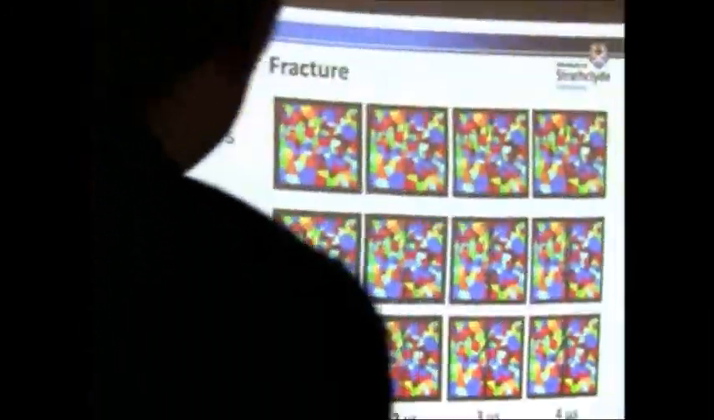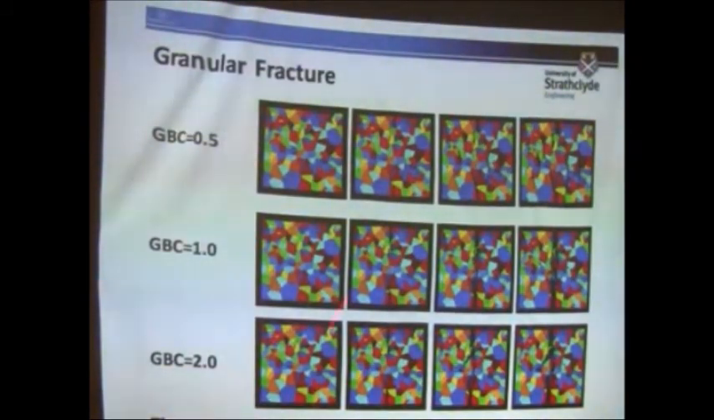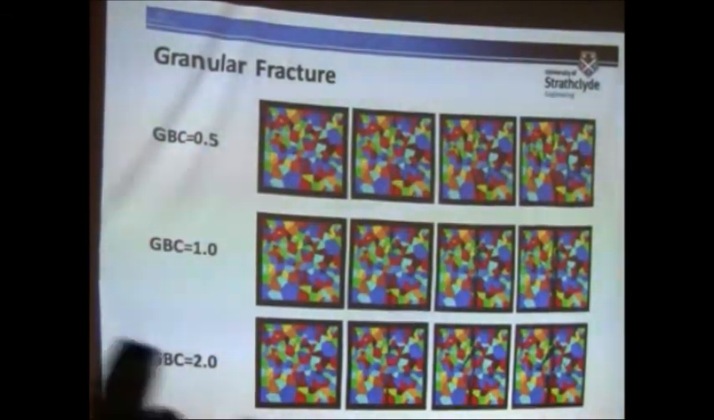And these are some fracture patterns that we obtained. So whenever we have weaker grain boundaries, we were able to obtain an intergranular type of fracture pattern. When you have stronger grain boundaries, what you obtain is basically we can capture a transgranular fracture pattern.